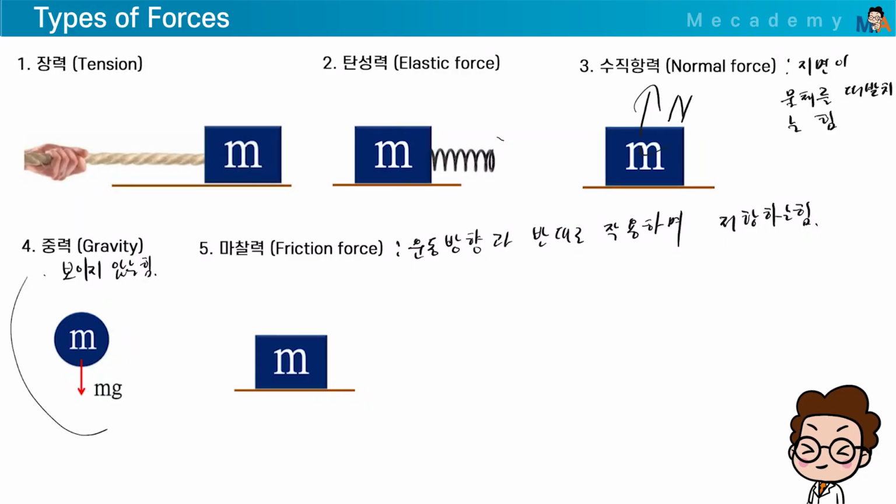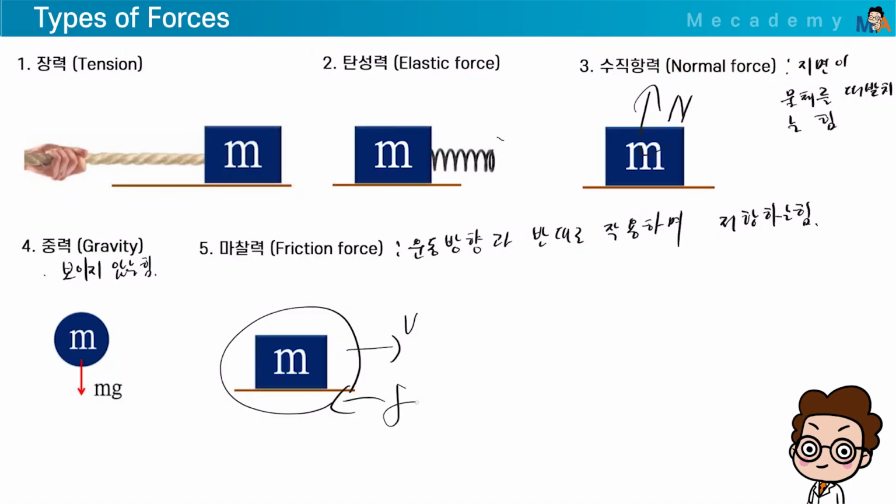Then gravity is one of the invisible forces pulling down towards the center of the Earth. Next, frictional force is opposite to the direction of motion. If the motion is this way, the frictional force is that way. You just need to know it like this.